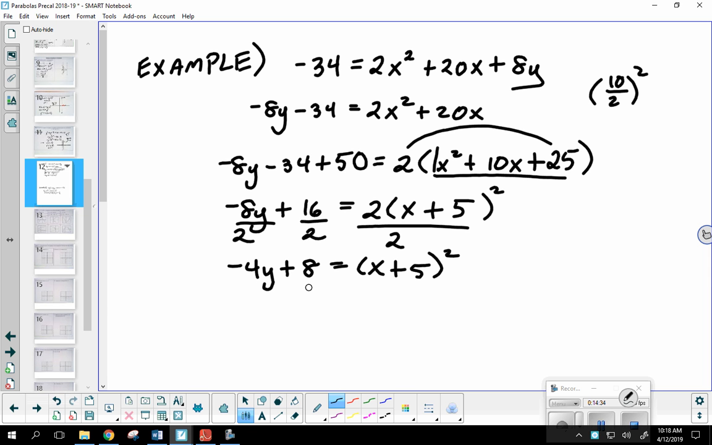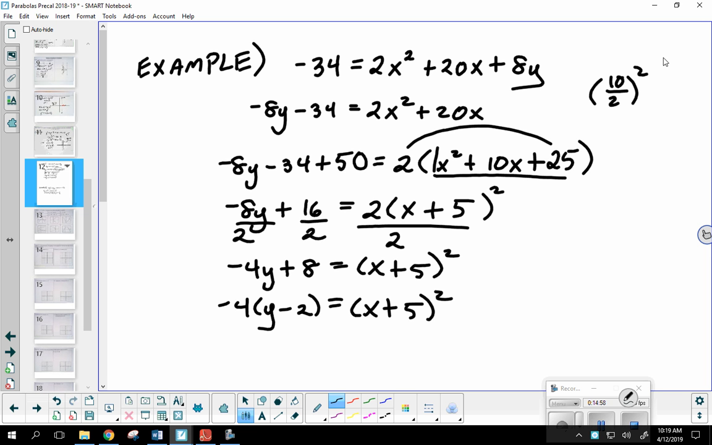This is what I was talking about a moment ago. Okay, I know this is not correct to say the vertex is at negative 5, negative 8. So I got to pull that negative 4 out, which would leave me y what? Minus 2 is equal to x plus 5 squared. And there's the correct form of my parabola.